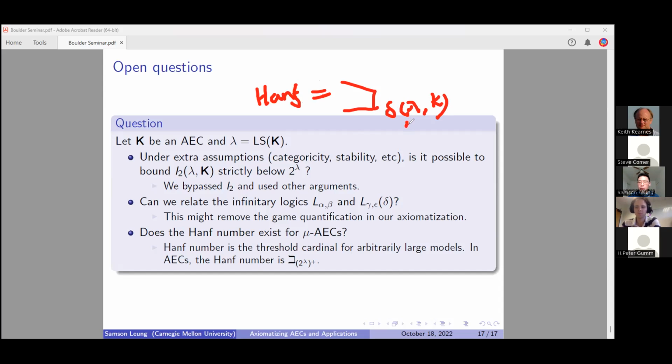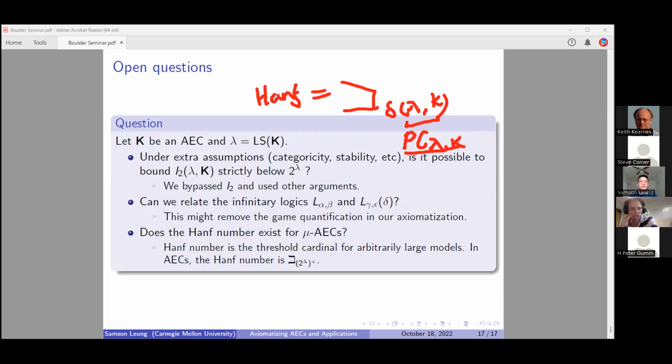And what are these lambda and kappa? We use lambda and kappa when K is PC lambda kappa. So if you want to have a better understanding of the Hanf number, then you want to know about this delta lambda kappa. But these lambda kappa are from the parameters in this PC class. So ultimately, if you can lower the complexity of this PC lambda kappa, you are able to compute the Hanf numbers better. So that's for the AEC case.